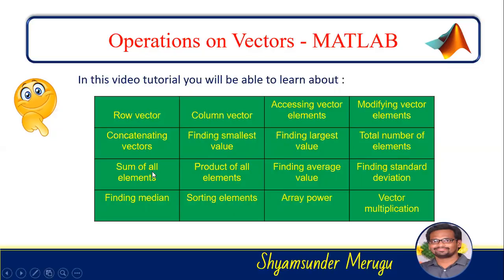We can also find the sum of all the elements present in the vector, and the product of the elements within the vector, the average value and the standard deviation, and the median. We can also learn how to sort the elements in ascending and descending order. We can also find the power of the given array, and learn about the multiplication of the given vectors.